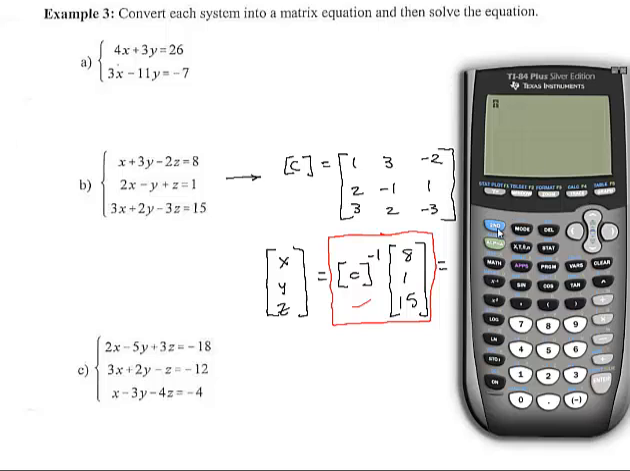Alright. We also need a new D matrix with the numbers 8, 1, and 15 arranged in a column. So we want a 3 by 1 matrix. 8, 1, 15.